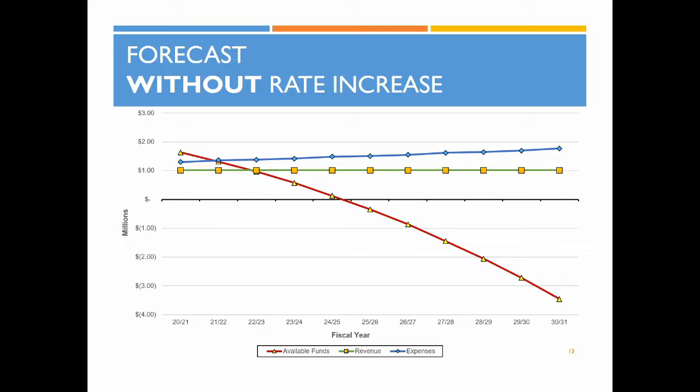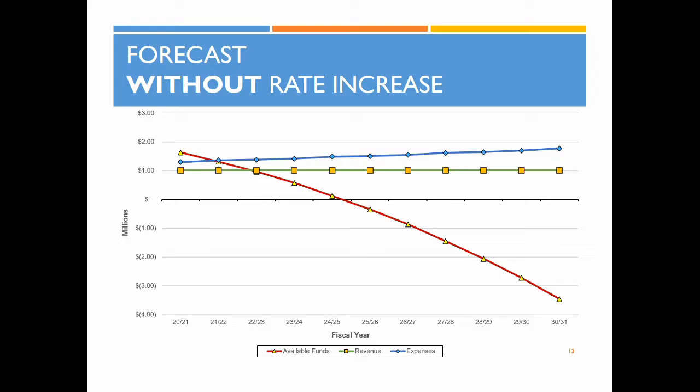Our goal is to keep at least $1 million in this account to pay for emergency projects. Maybe a major piece of equipment at the wastewater treatment plant fails, or maybe there's a natural disaster that causes a problem for our system, something like that. The $1 million is kind of like a safety net. Because our expenses exceed our revenues, we have to pull money out of this savings account.